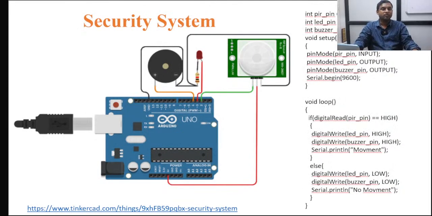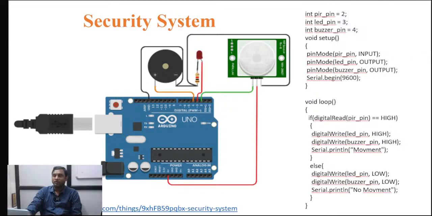So now we will understand how we are writing this code. First we are basically using three digital pins, pin number 2, pin number 3 and pin number 4. So we are defining an integer pirPin. For pirPin, I am just writing a variable, integer pirPin. This pirPin is assigned to pin number 2.